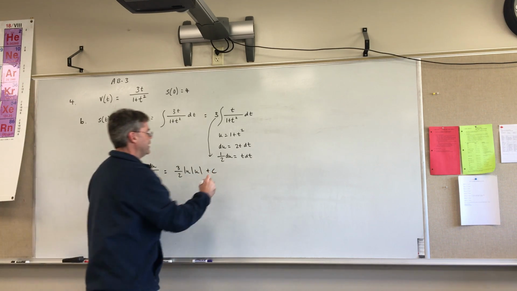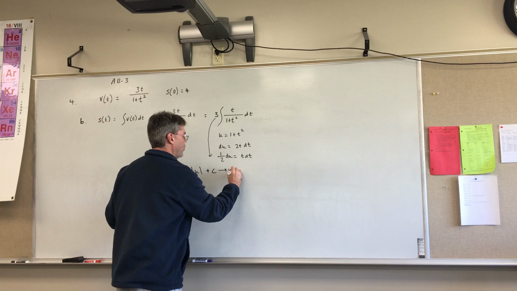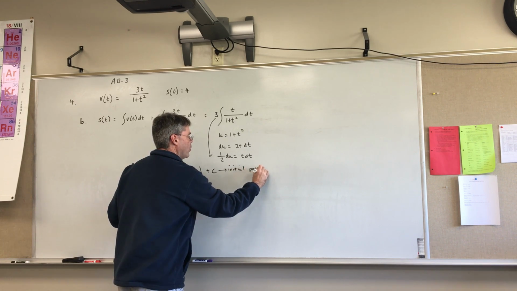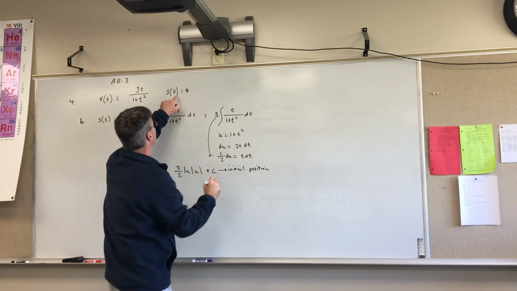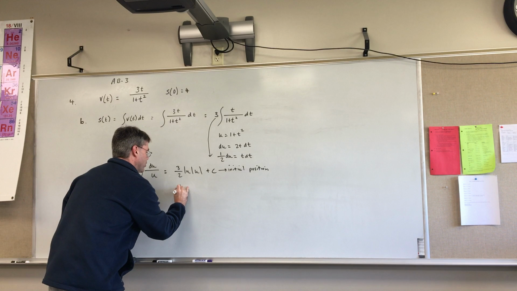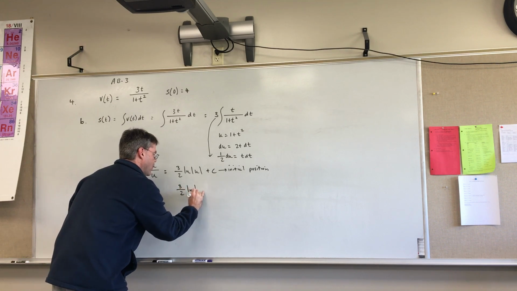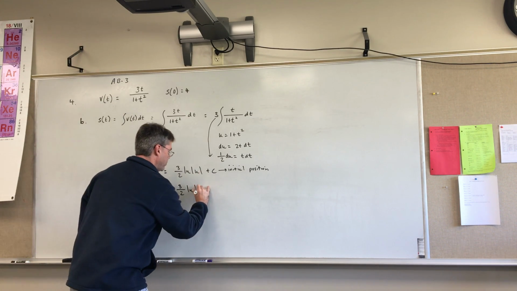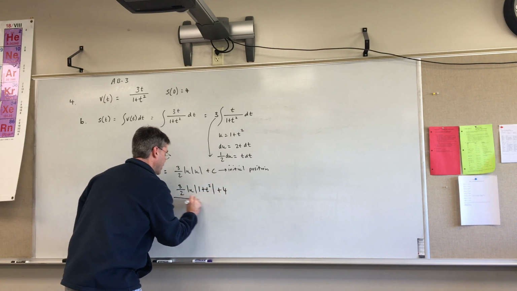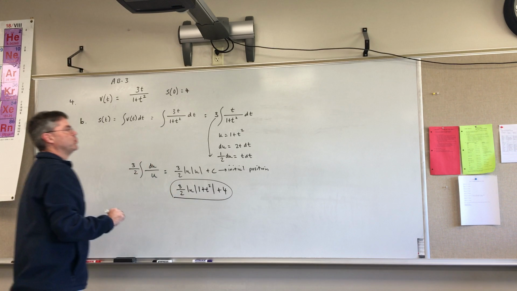Now c is our initial position. We know from the beginning that our initial position is 4. So this would be 3 halves times the natural log of the absolute value of u, 1 plus t squared, plus 4. So that is what you want to circle.